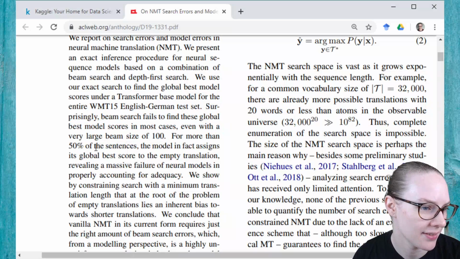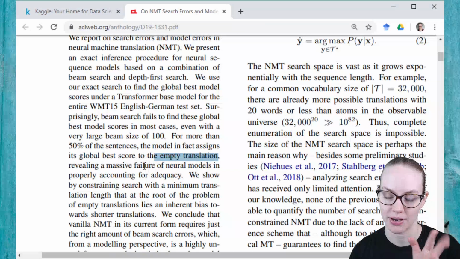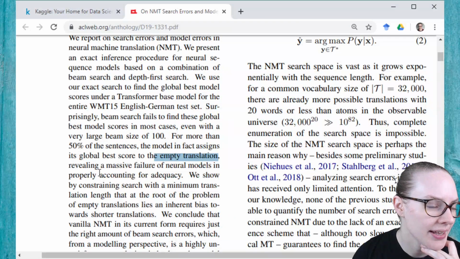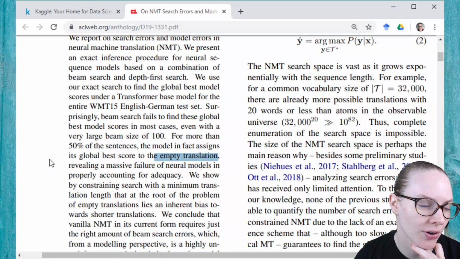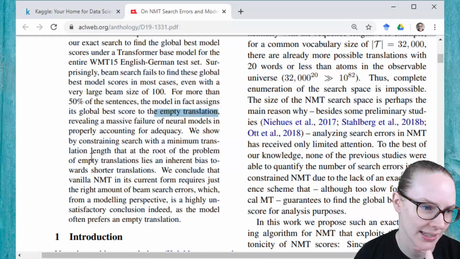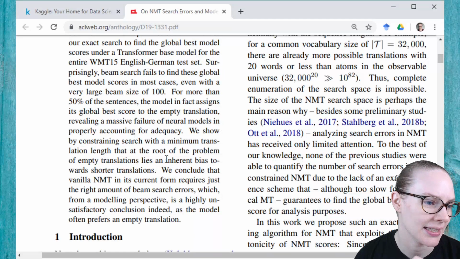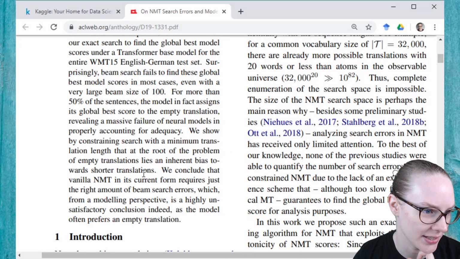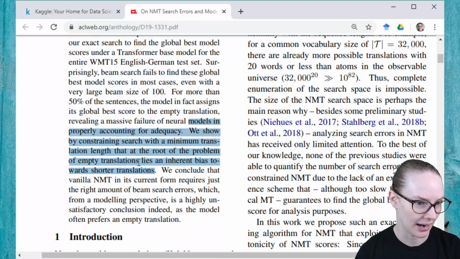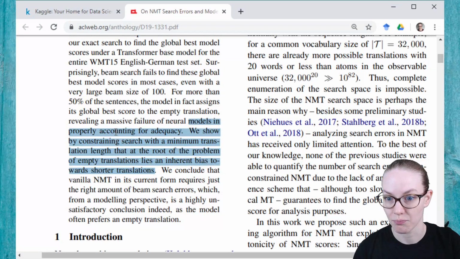For more than 50% of the sentences, the model in fact assigns the global best score to the empty translation. So I put in a sentence in English and the German I get back is nothing. Revealing a massive failure of neural models in properly accounting for adequacy. We show by constraining search with a minimum translation length that at the root of the problem of empty translations lies an inherent bias towards shorter translation. So they looked at all the candidates and were like, we're not going to look at candidates with a length less than some parameter they passed in.